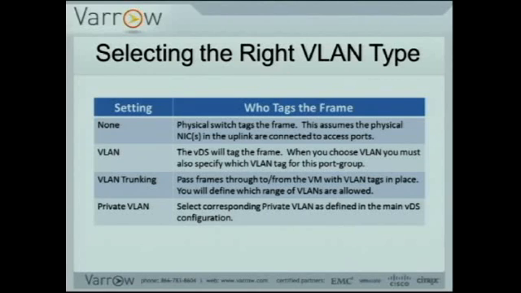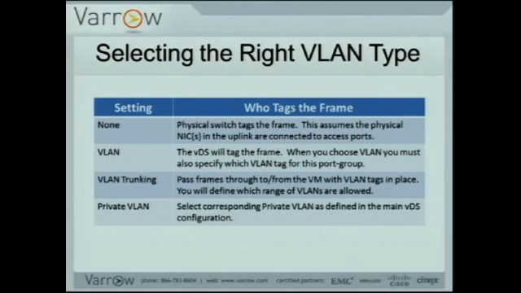But you can do other configurations. You can set it to none, which means the physical switch is going to tag the frame. That just means you've plugged your vSphere NICs into access ports on your switch. Nothing coming out of that switch is tagged, so the only thing it's carrying is one VLAN.